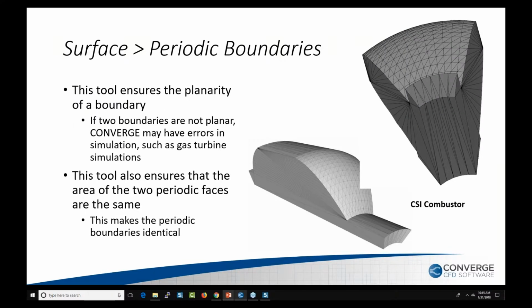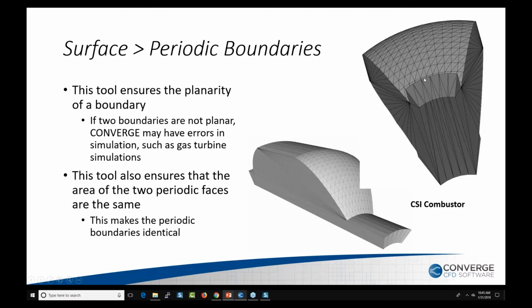So now we have some of the specific tools available inside Studio for fixing issues which are common in gas turbines. One of those is periodic boundaries. Periodic boundaries in Converge need to be planar. This is a sector case I'm trying to show. These are the two periodic faces, and these two faces have to be planar. It means that all normals should point towards one direction for each face. They should have exactly the same triangulation.